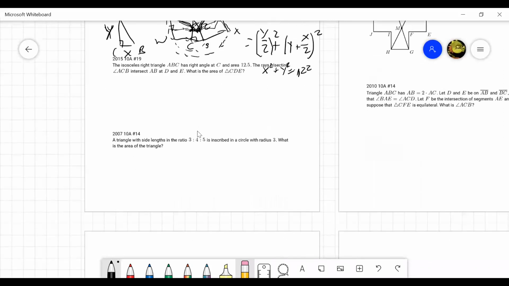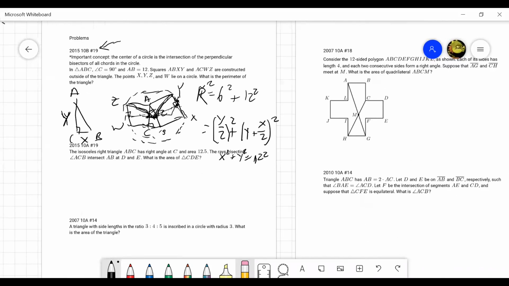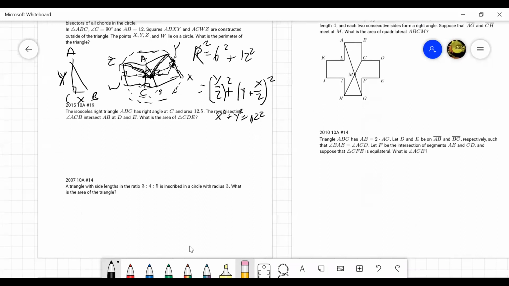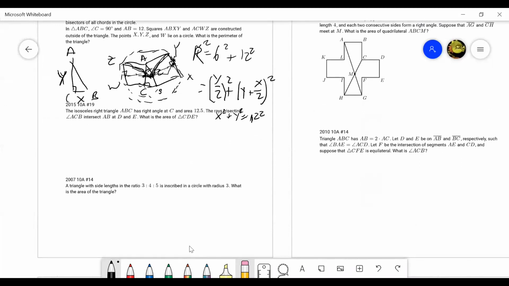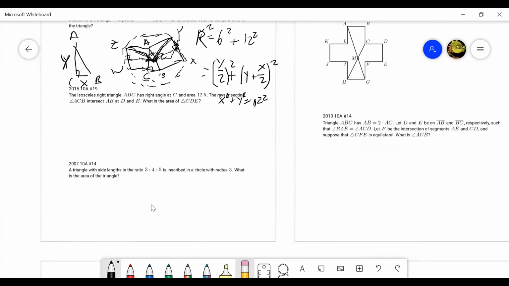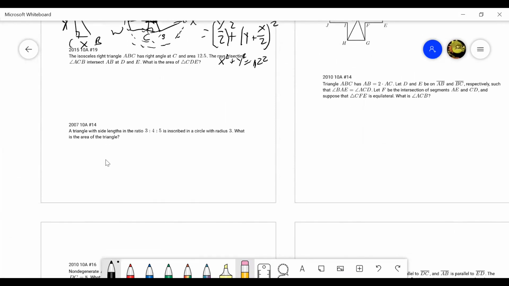All right, let's see, which one do I go next? I don't really want to go over this next one, so let's do this one. This one is quite simple. A triangle with side lengths in ratio 3, 4, 5, inscribed in a circle with radius 3, what is the area of the triangle?